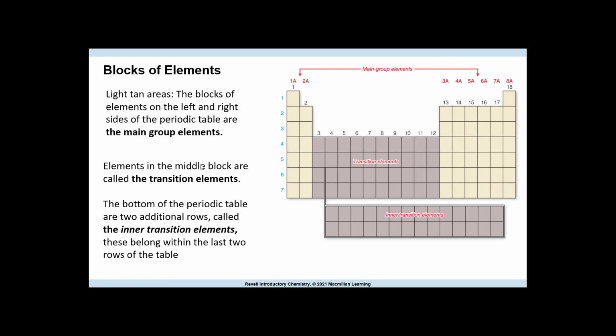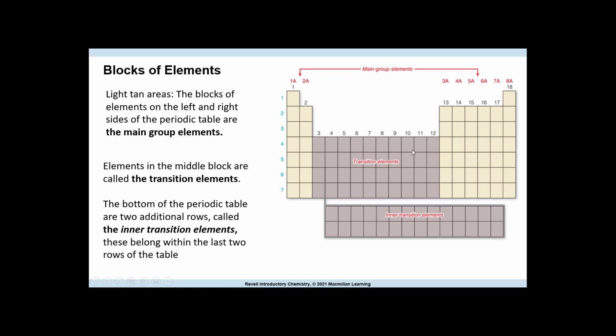So blocks of elements, light tan areas, which I totally don't like. Why would they not just use contrasting colors? The blocks of the elements on the left and the right sides of the main periodic table are the main group elements. So what does that mean? When we discuss main group elements, we're discussing these here and these here.